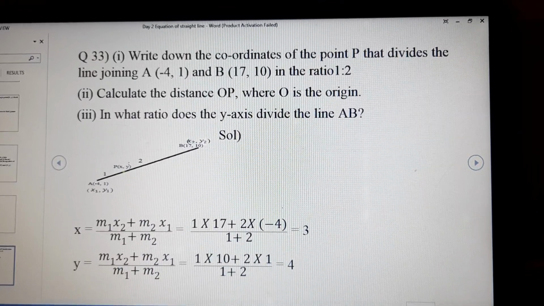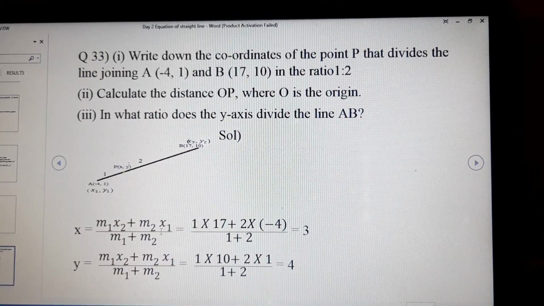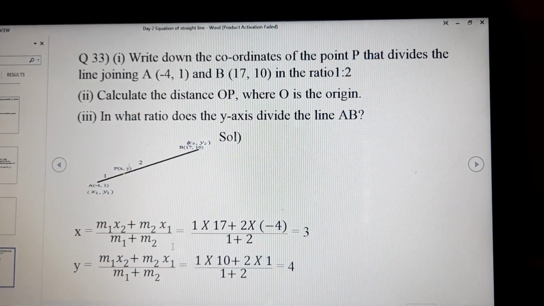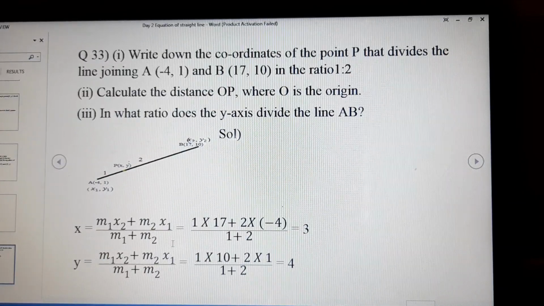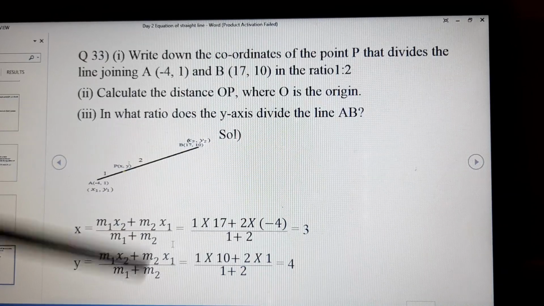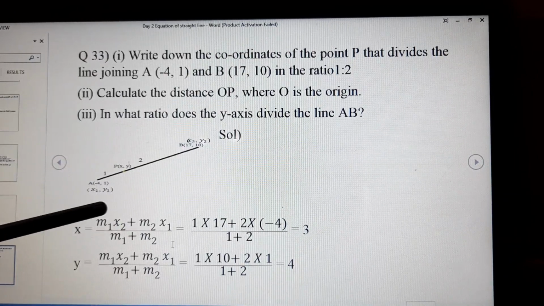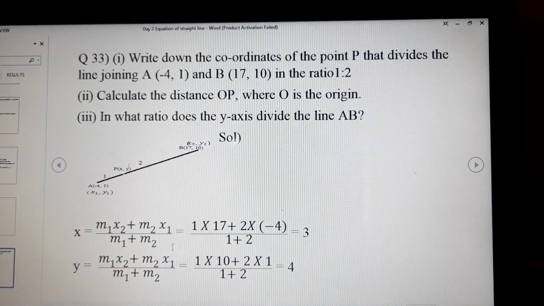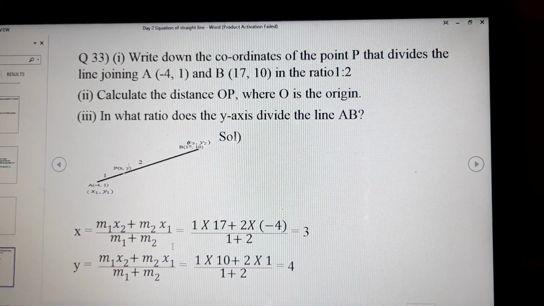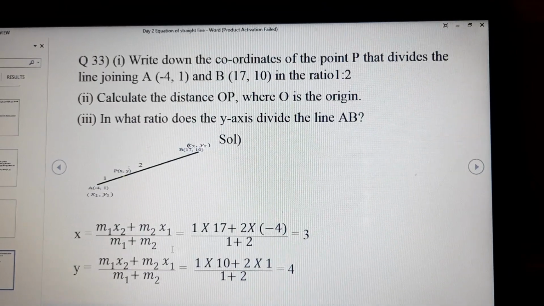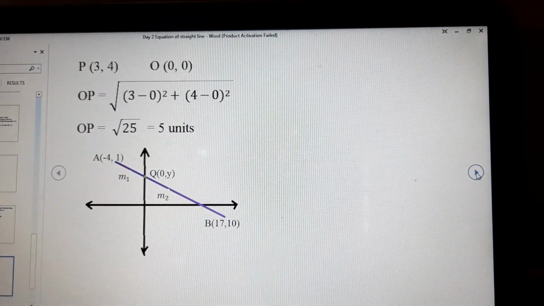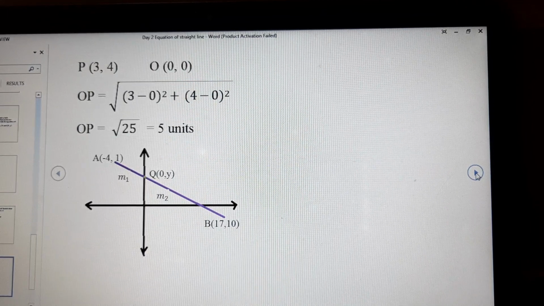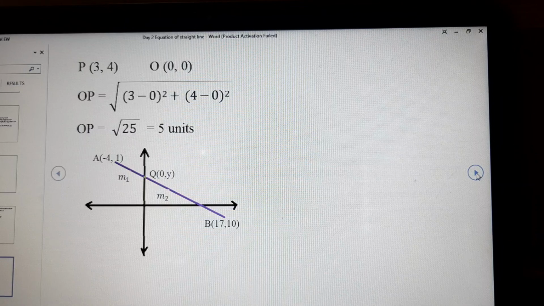Clear? So we'll use the formula x is equal to m1 x2 plus m2 x1 divided by m1 plus m2. If m1 is 1, then x2 we have to take from this side. So 1 into 17 plus 2 into minus 4, clear? Divided by 1 plus 2. Likewise for y also. We'll use this formula and we'll get the coordinates: 3 comma 4. Now we know the coordinates of point P. Clear?